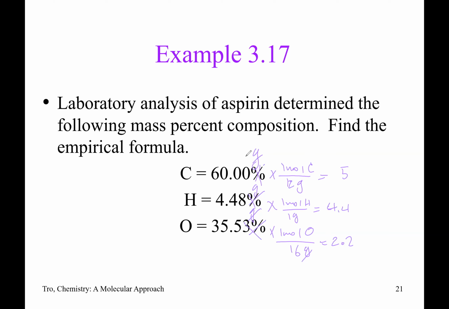Wait, let me pull it up, because I took a picture. Okay. I'm going to go to the next step while you're looking for that. So we divide all of them by 2.2.